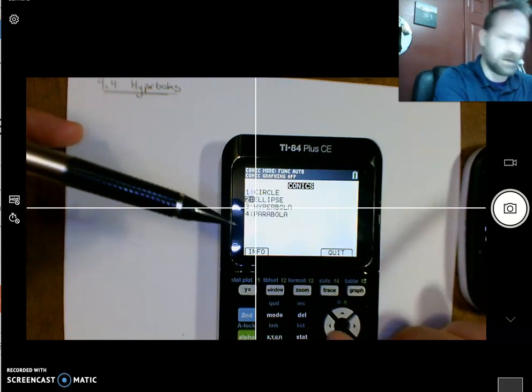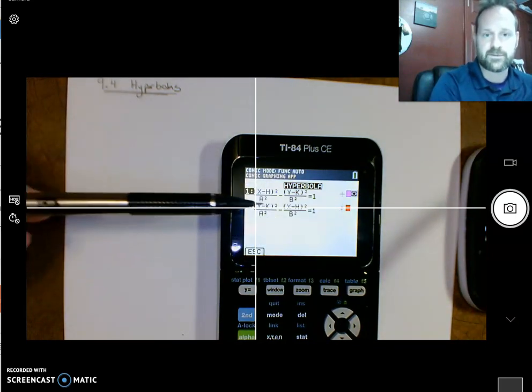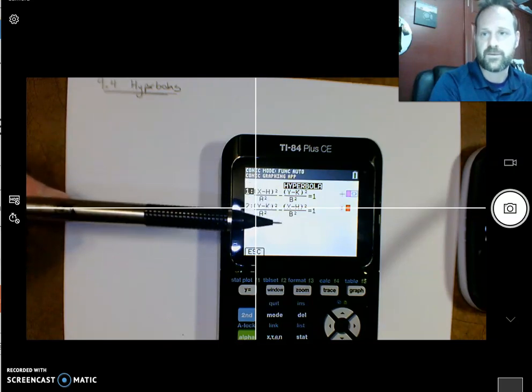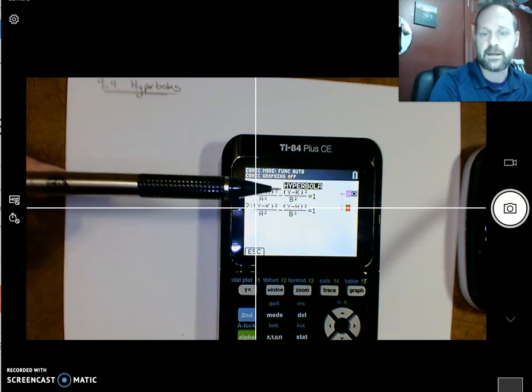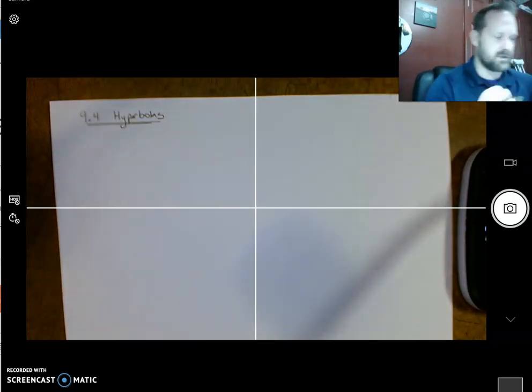If I wanted to do a hyperbola, look at the formula. It's slightly different. Let's explore that real quick. This is the biggest difference between a hyperbola and a parabola. So how do we identify them out of the blue?